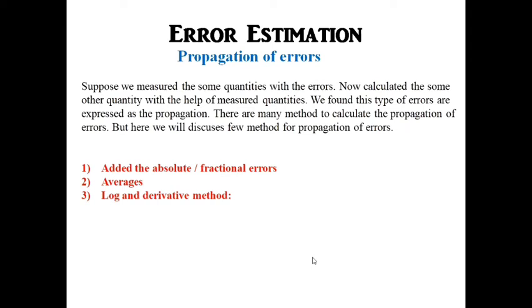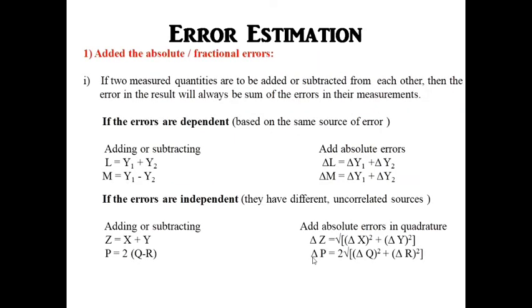What is the propagation of error? Suppose we measured some quantity with an error and now calculate some other quantity with the help of the measured quantity. We find that this type of error is expressed as propagation. There are many methods to calculate the propagation of error, but here we will discuss a few: adding the absolute or fractional error, averaging, and the log and derivative method. Log and derivative is very popular nowadays.